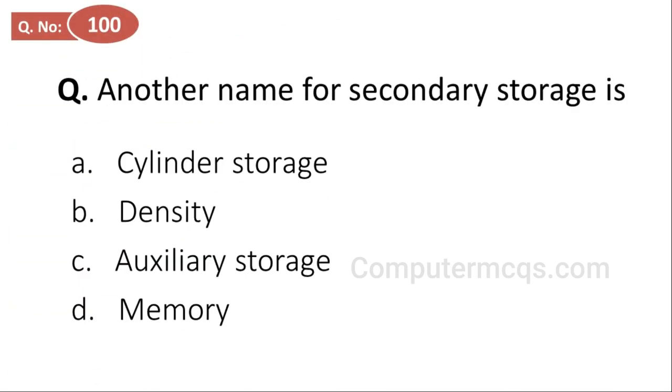Another name of secondary storage is, options are cylinder storage, density, auxiliary storage, and memory. And the correct answer is option C, auxiliary storage. Another name for secondary storage is auxiliary storage.